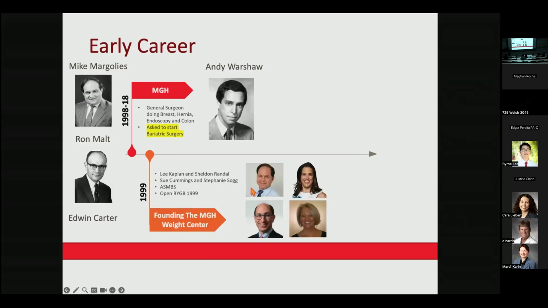And he sent me out to see Sheldon Randall, who was a bariatric surgeon in the community. He'd been practicing for 20 years, and he was doing open gastric bypasses. And I went to watch him operate, and I'm like, wow, this is a pretty cool operation. You know, he could get in there with his hands and make this magic happen.